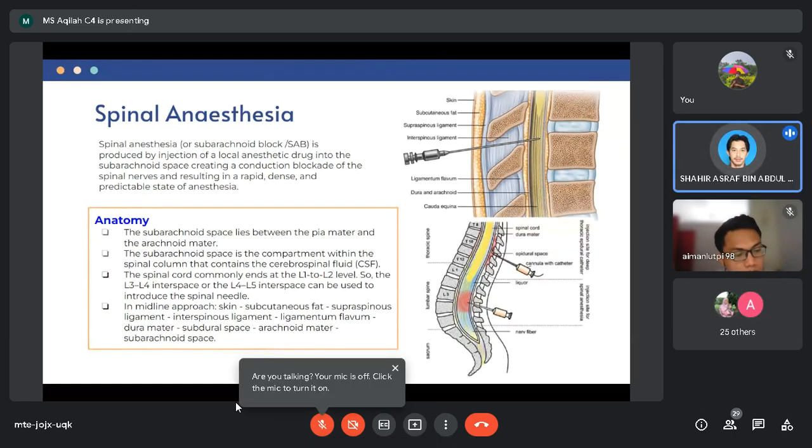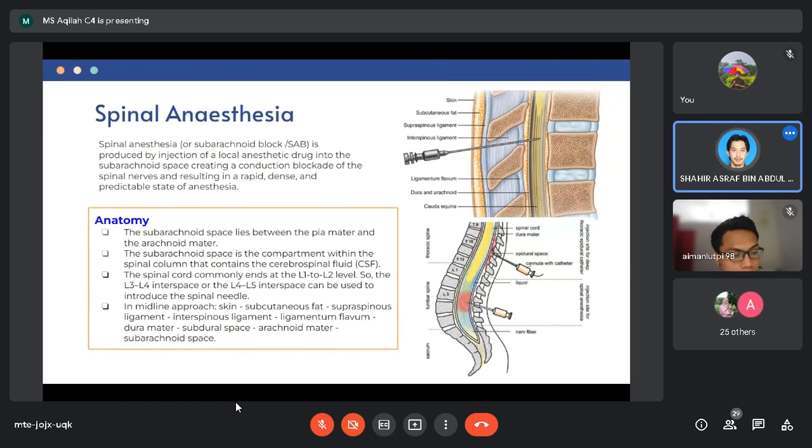So for the midline approach, we go through all of this from skin to the arachnoid. But in some patients, because of elderly changes, the ligaments can be hardened and calcified, and you are unable to pass through the ligamentum flavum and reach the subarachnoid space. So what you can do is a paramedian approach, whereby the incision point is 1 to 2 cm lateral to the midline and angulated toward the center. The reason for doing so is that this will bypass the supraspinous and interspinous ligaments, and reach the ligamentum flavum and pierce the ligamentum flavum and dura mater to reach the subarachnoid space.